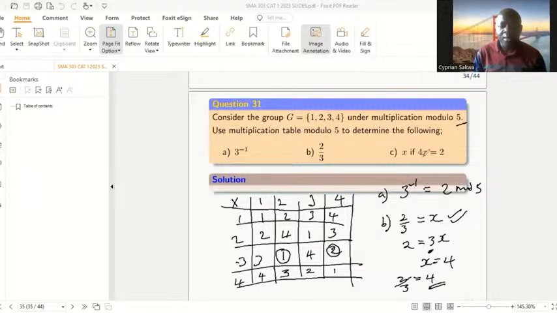And then lastly, we have this. Find x if 4 times x is 2. This is 4, and 2 is here. So the number that is multiplied by 4 to give us 2 is 3. So x here is 3. So that's how we use this table to answer this question.